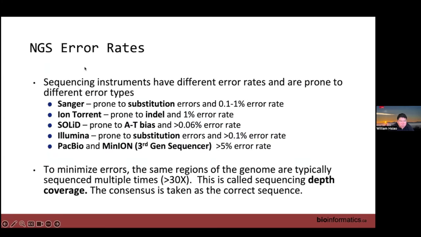The downside of long reads that I mentioned is that the error rate is slightly higher, and sometimes a lot higher, than short reads. And here is the list of error rates for the different instruments for your reference. So to minimize the errors, the same region of the genome is typically sequenced multiple times, and this is what we call sequence depth or coverage. And the consensus is then used to correct the sequencing errors.